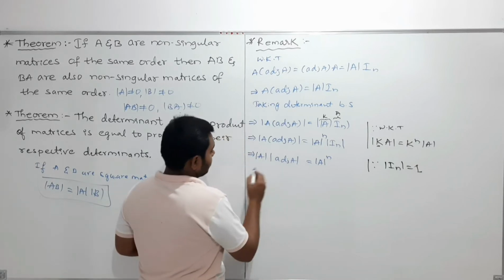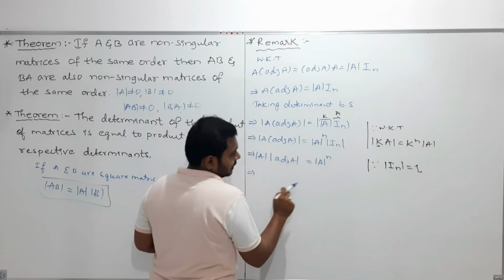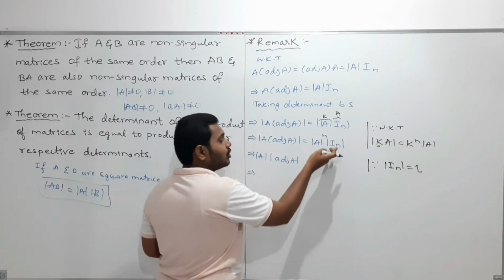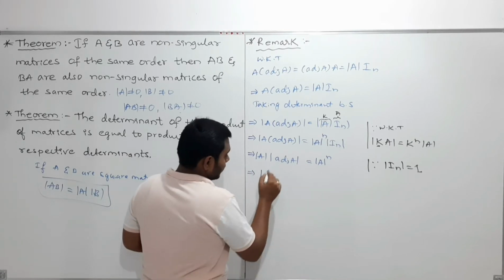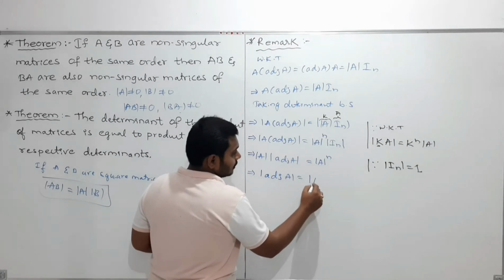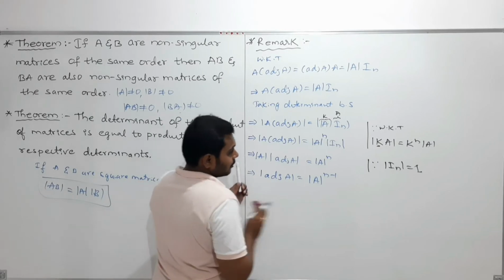Clear? So now this can be written as, if you shift this determinant to this side, it goes to the denominator. So the denominator is determinant of A whole to the power n, 1. If you take it to the numerator, it becomes determinant of A whole to the power minus 1. So therefore determinant of adjoint of A is equal to determinant of A whole to the power n minus 1. Because you can observe here.